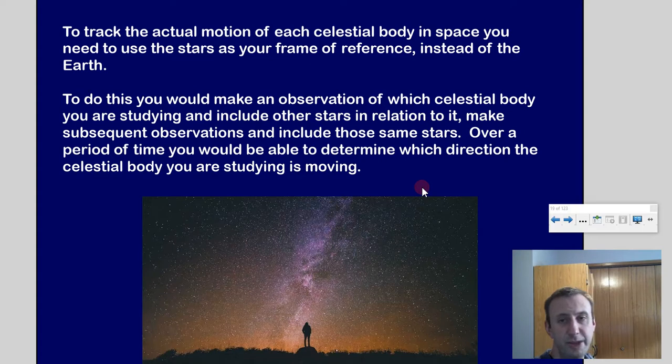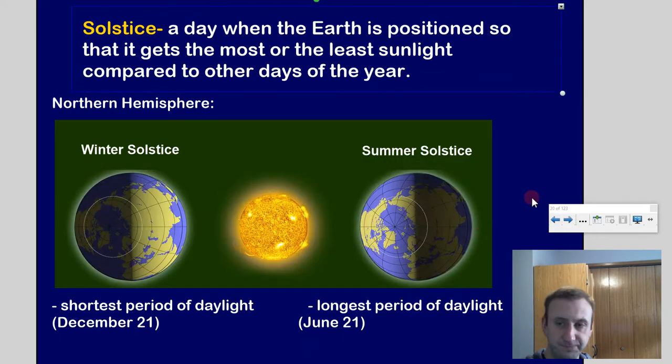So to do this, you would make an observation of which celestial body you are studying and include other stars in relation to it, make subsequent observations and include those same stars. Over a period of time, you would be able to determine which direction the celestial body you are studying is actually moving in relation to these very, very, very far away stars. And that gives us a better understanding of the movement of celestial objects.